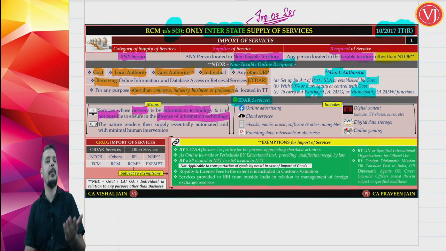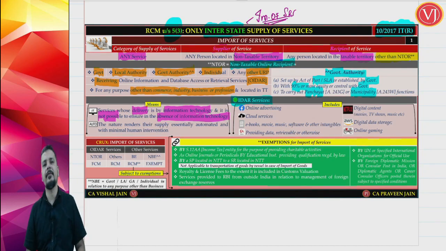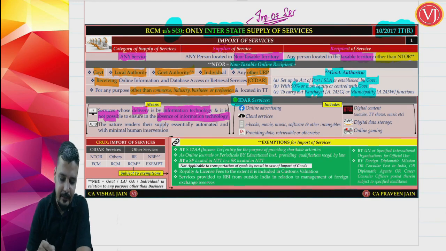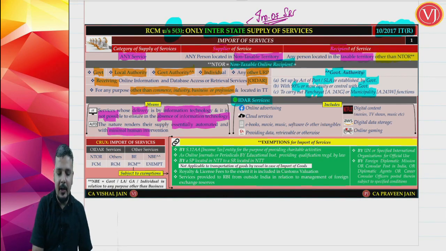You are getting that service by way of information technology, and they are focusing on that point so much that if information technology is not there, you cannot get that service. The service is delivered only because of information technology, and if that tech is not there, you cannot even think of receiving it. That is the first important point. Second, the nature of such services is essentially automated. You will get those services automatically, without any human intervention or with minimum human intervention.